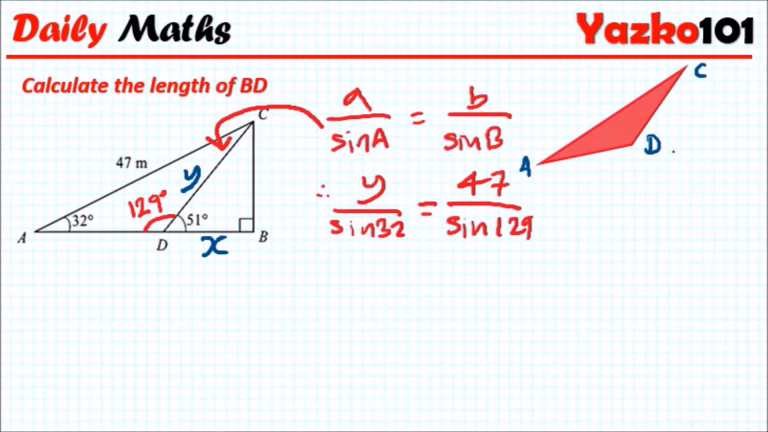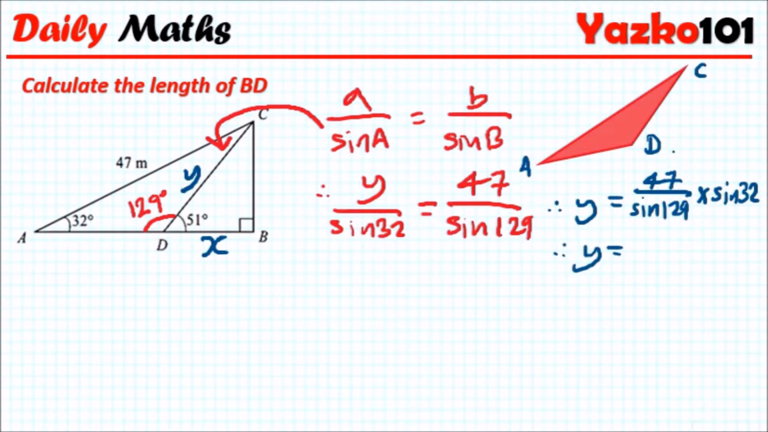All right, let's go back to the question and calculate the value y. To find y, we need to isolate it from sine 32, so we multiply both sides by sine 32. You should get y equals 47 over sine 129 times sine 32. Evaluating this in your calculator, you should get roughly 32.0 to three significant figures, meters.